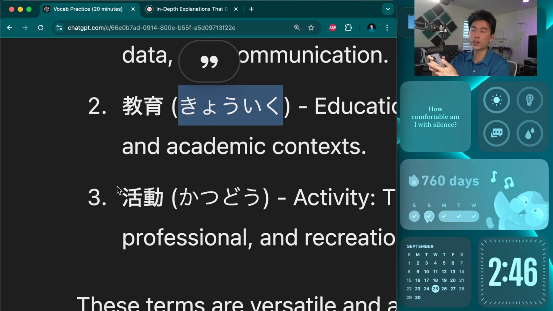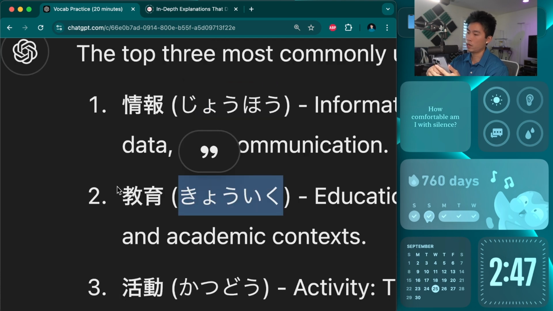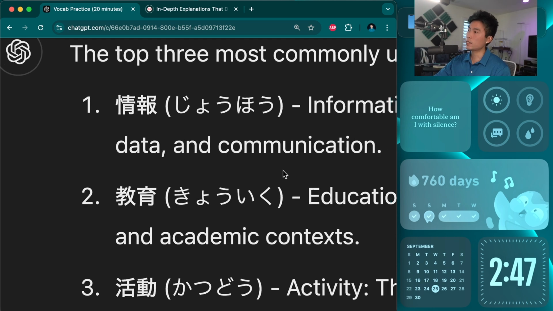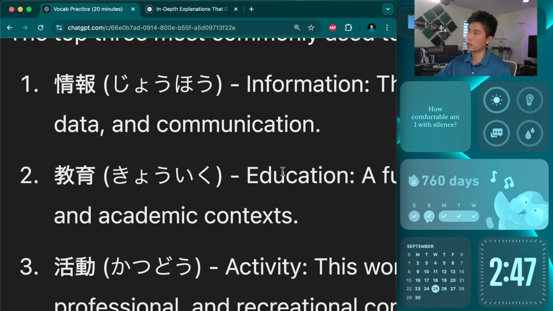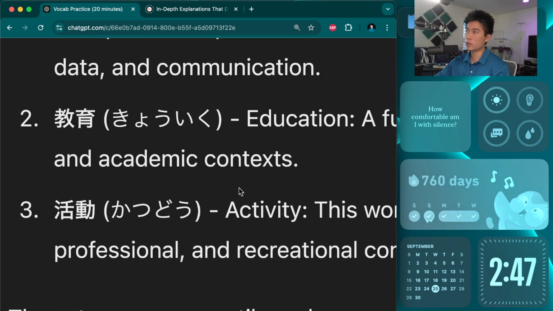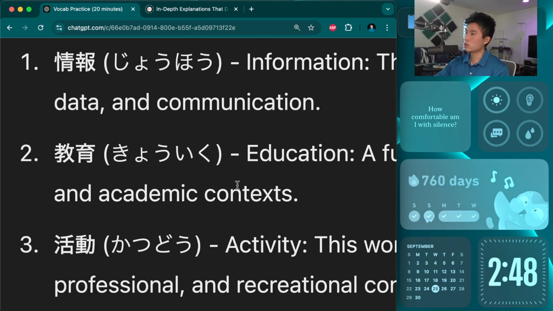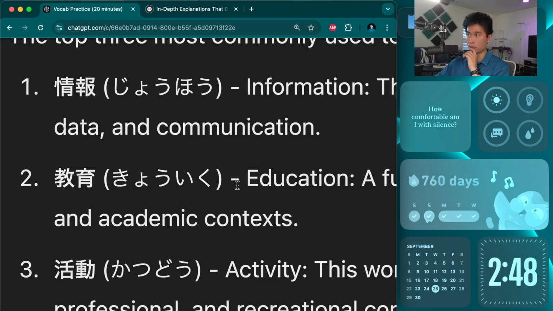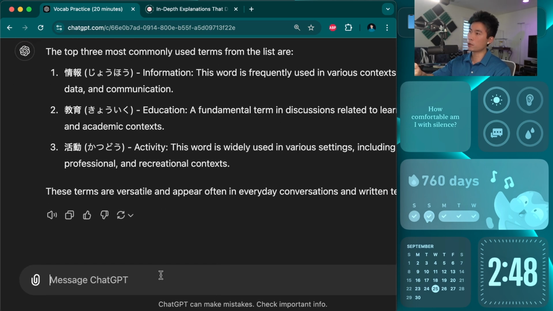So this is how the dictionary says it. Kyoiku. And then we have katsudo, which means activities. Katsudo. And then we have joho. So we got information, education, and activity. Okay, let's try to use these in some sentences. You know what? Okay, that's the timer for vocab being over, but I think I started early. So katsudo, activity, katsudo, kyoiku, joho. Let's ask ChatGPT how we can remember these.